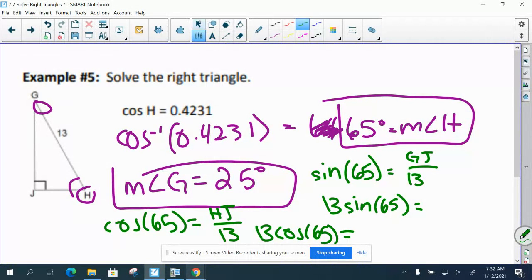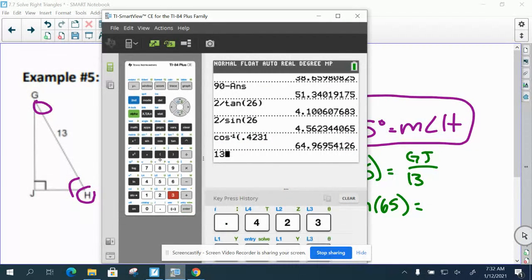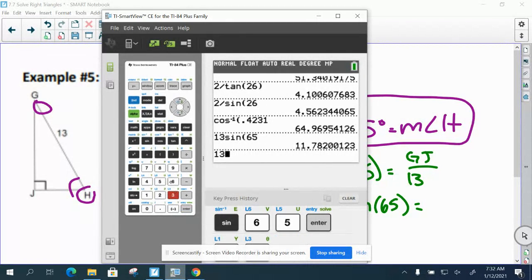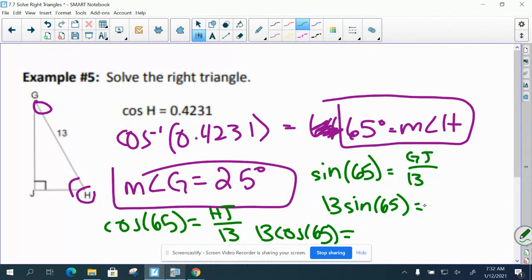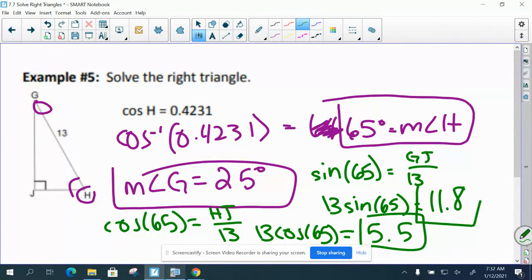Okay, so I'm just going to type both of those in my calculator. So we've got 13 sine of 65, and then 13 times the cosine of 65. Hopefully I'm not going too fast for you. If I am, just pause the video, stop and think, rewind. So 11.8 and 5.5. So we have all three sides now and all three angles.